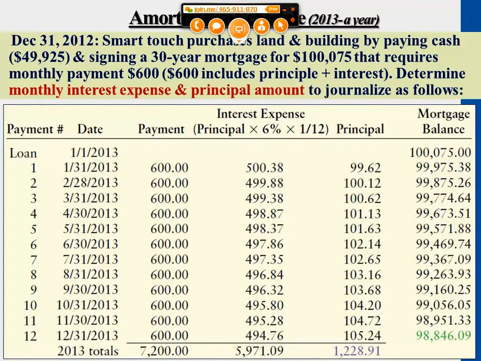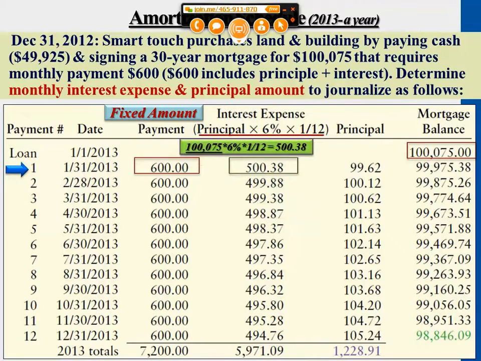What we need to do is determine what part we are paying as principal and what part as interest. The middle two columns are the part that we're trying to determine here. The right-hand side, the mortgage dollar amount, will be given to you. The left-hand side column, the $600 fixed amount, you will also know. Now we need to calculate what part is interest and what part is principal. So we break down that $600 into $500.38 and $99.